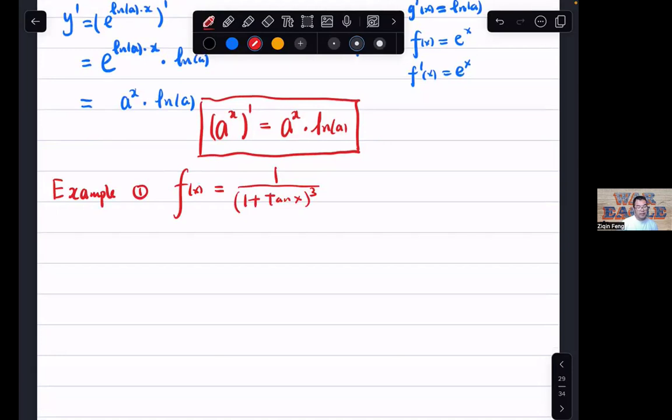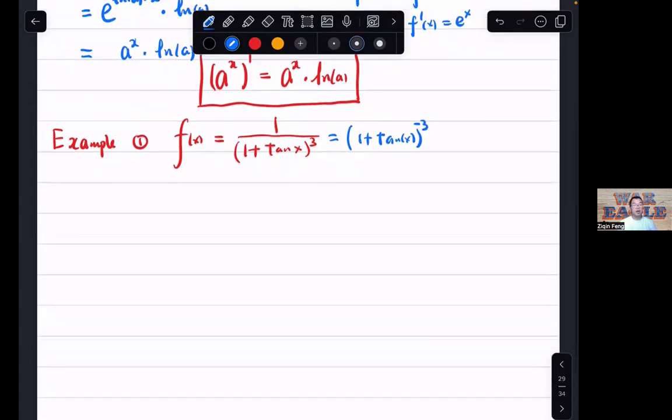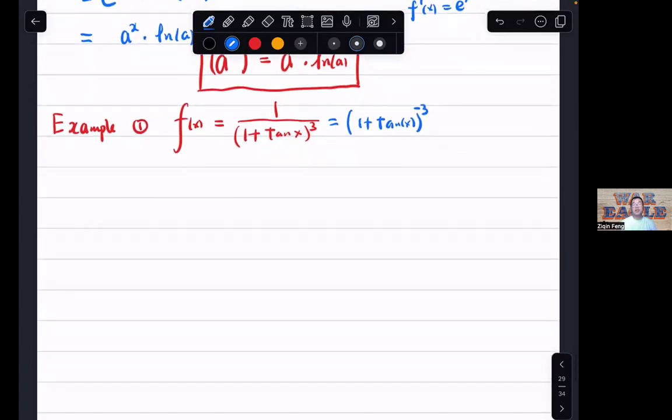Now you can see that this is a quotient. We can apply the quotient rule, or you can change the function to a simpler form. So this is the same as (1 plus tangent of x) to the power -3. This is basically a composition of two functions. The inner function is 1 plus tangent of x. The outer function is x to the -3.